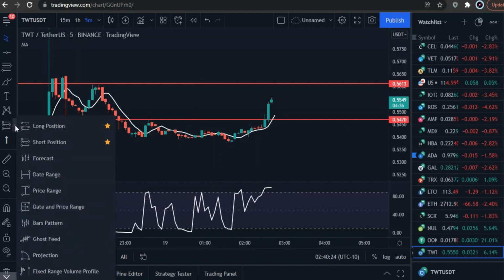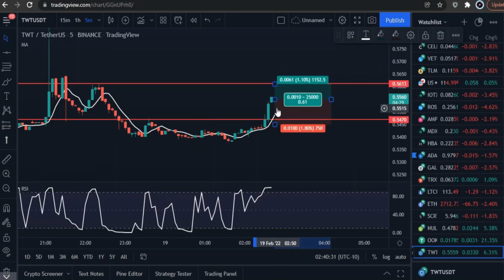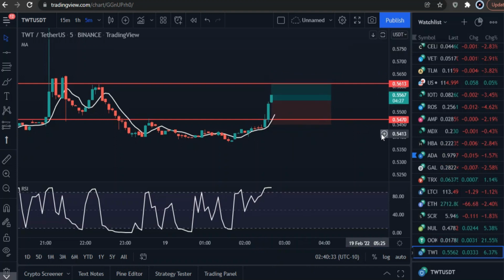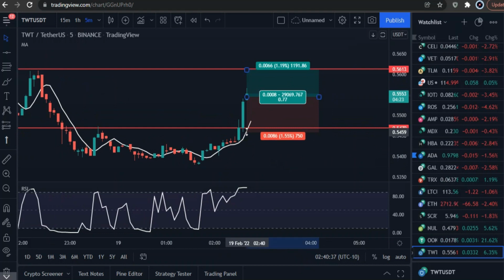Now we will enter directly and we will place buy and sell orders. The take profit will be at this level, which is the top level, and the stop loss will be slightly below the previous top. Now let's speed up the video because it's a bit long.